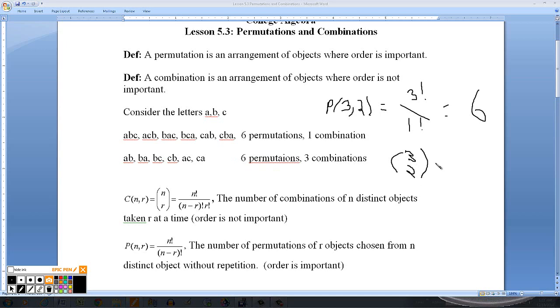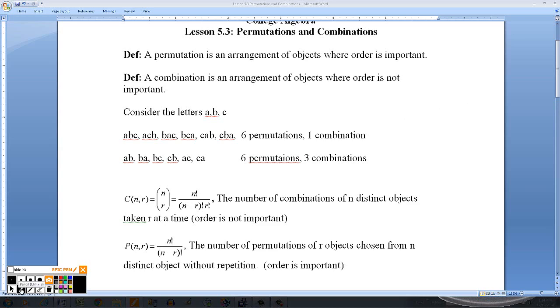So that would be 3 factorial divided by 3 minus 2, that would be 1 factorial, times r factorial, r is 2, so this would be 2 factorial. Okay, so 3 factorial is 6, 1 factorial is 1, 2 factorial is 2, so I have 6 divided by 2, which is 3, which is what we counted for the number of combinations of the 3 things taken 2 at a time.